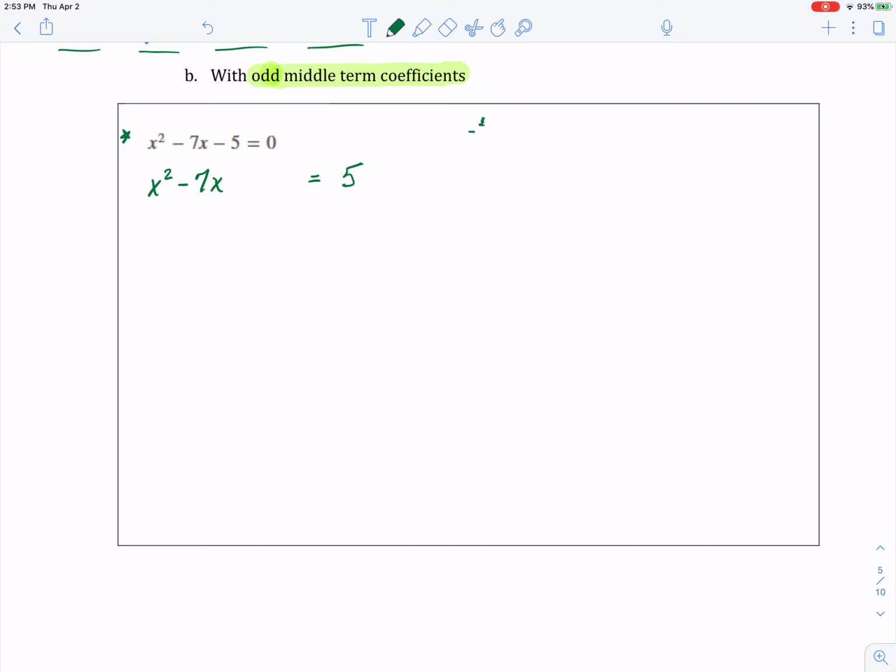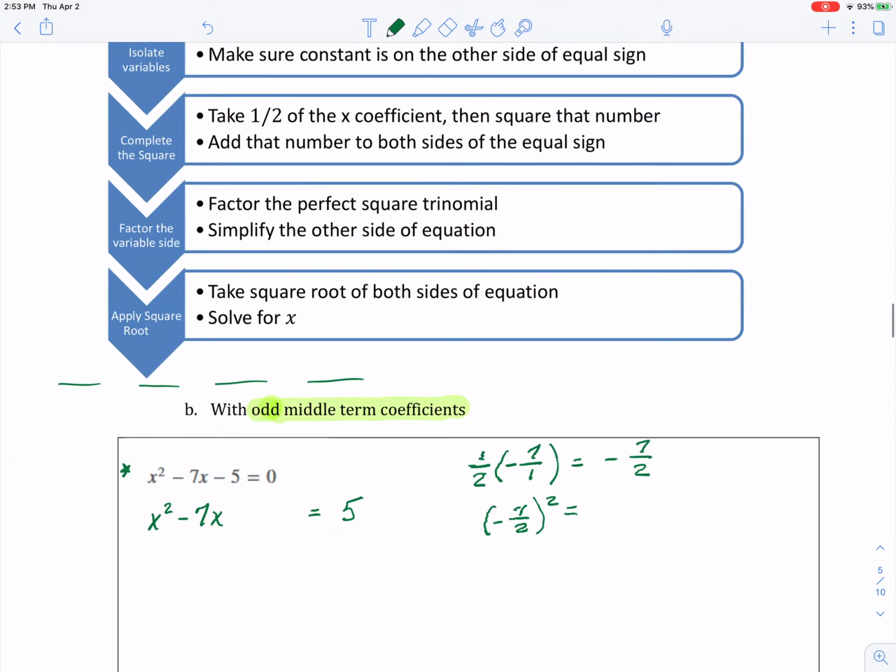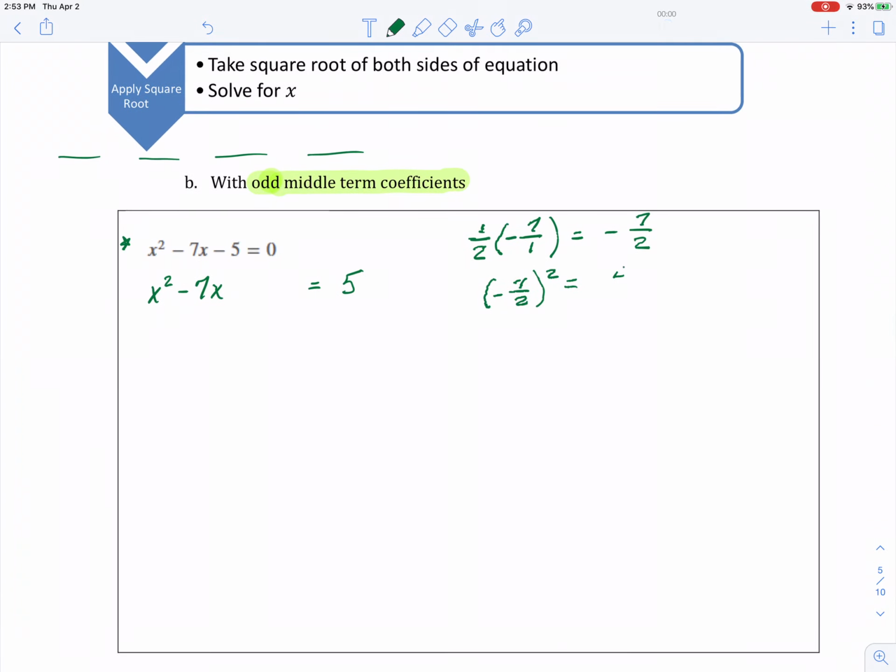This is where we come in with the completing the square process. We take half of the coefficient on the first degree term, and we take that result and square it. And that, I'll put it in red, is what we add to the left and the right. And you can immediately see how this gets messy with the arithmetic. But the process is the same process.